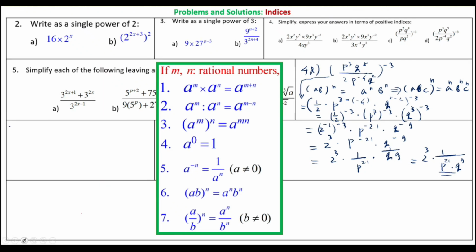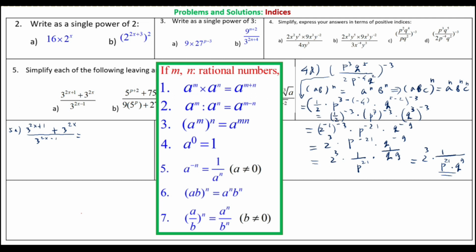Now for number 5a, we have (3 to the power of 2x plus 1 plus 3 to the power of 2x) divided by (3 to the power of 2x minus 1). So here we cannot add the indices. Remember, this is involving a plus sign. The first law involves multiplication, not addition.